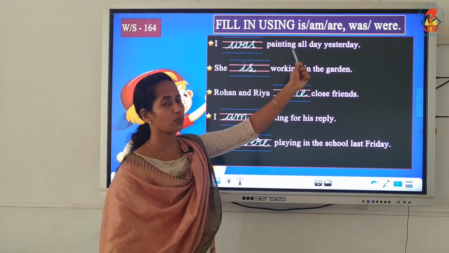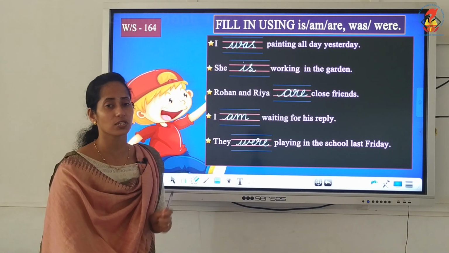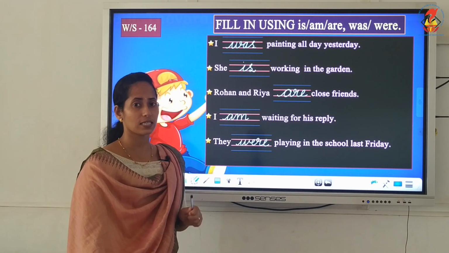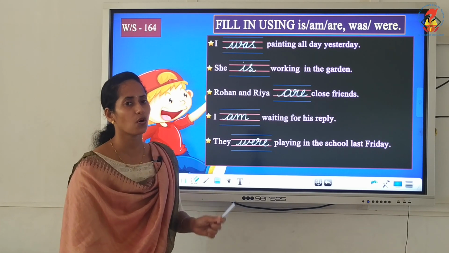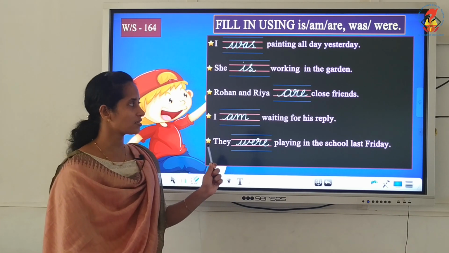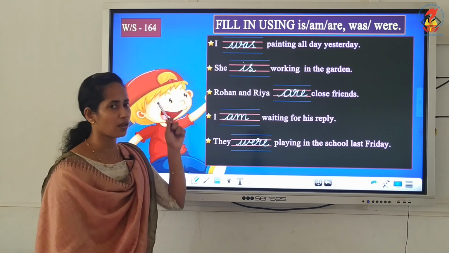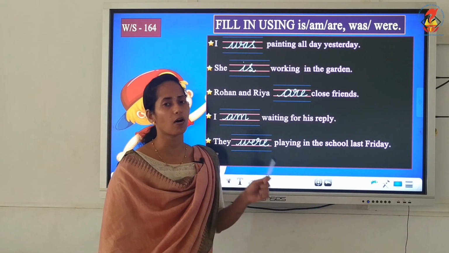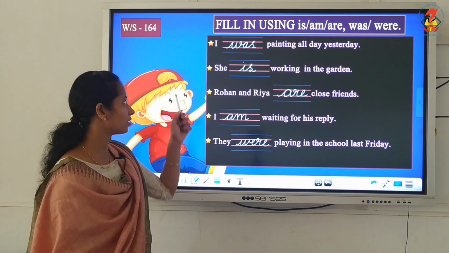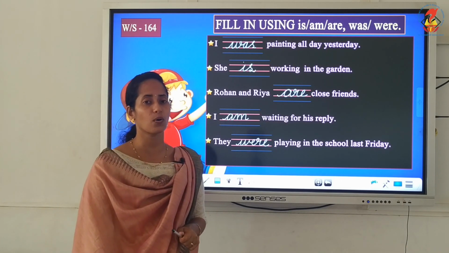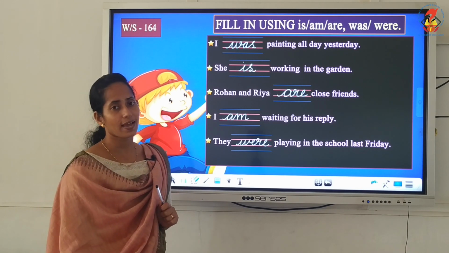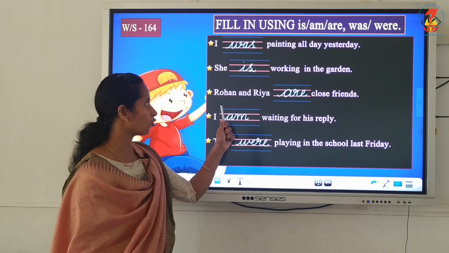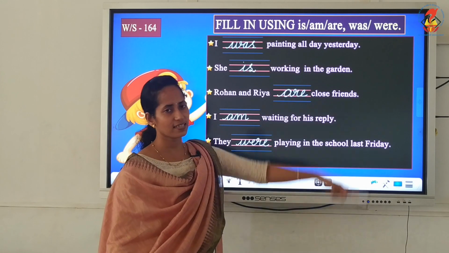Here the word yesterday shows that the action is over and it's in past tense. So which means you have to choose either was or were. The second step is that you have to look into the noun, whether it is in singular or plural form. Here it is I, which shows that the noun is in singular form. So which is the answer? It is was. I was painting all day yesterday.